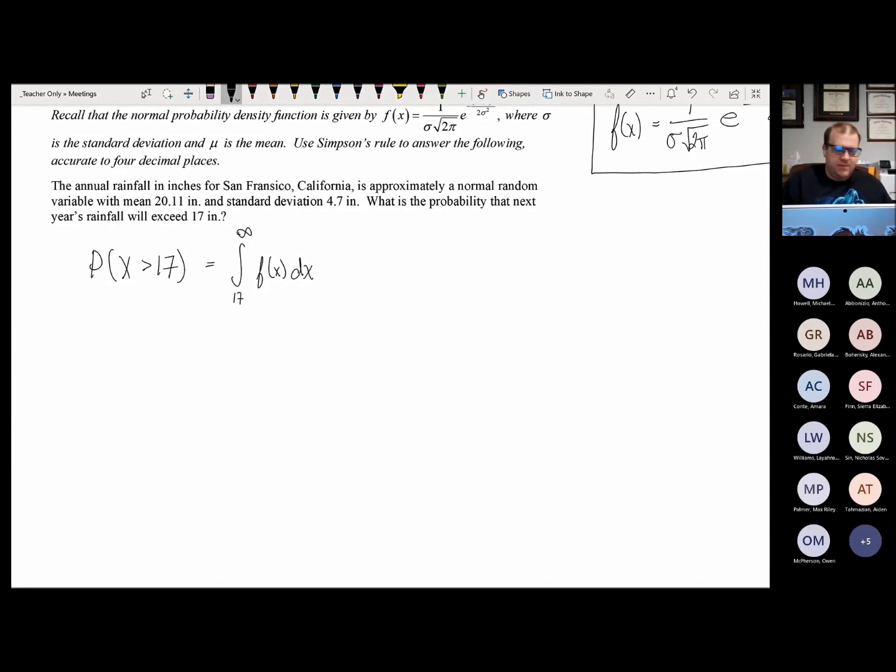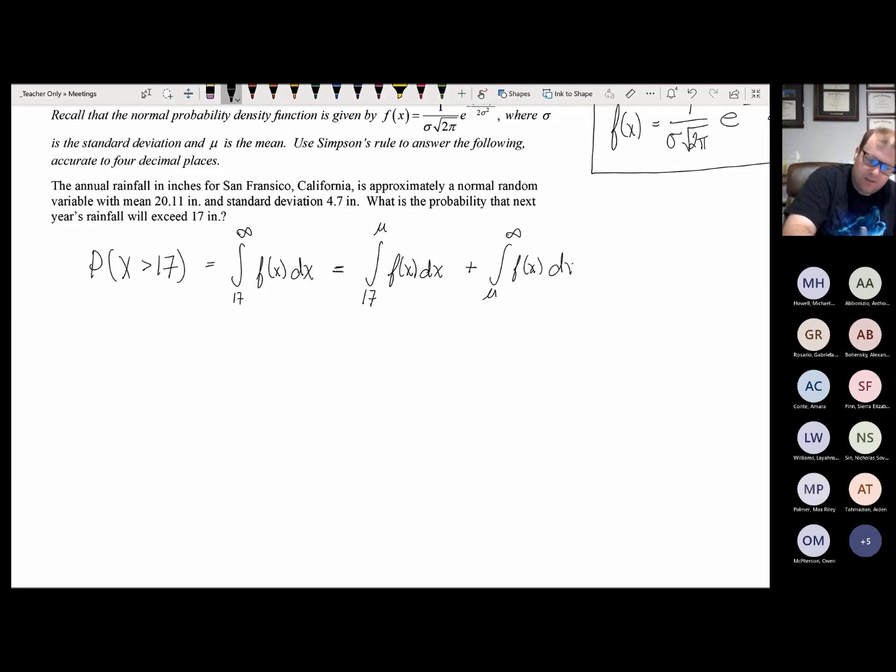I don't even need the chart. I don't need to plot it. I can just look at it from here. Do I want to write out the actual function? No. Well, notice something: 17 is less than the mean. So we can split this integral at mu, at the mean.